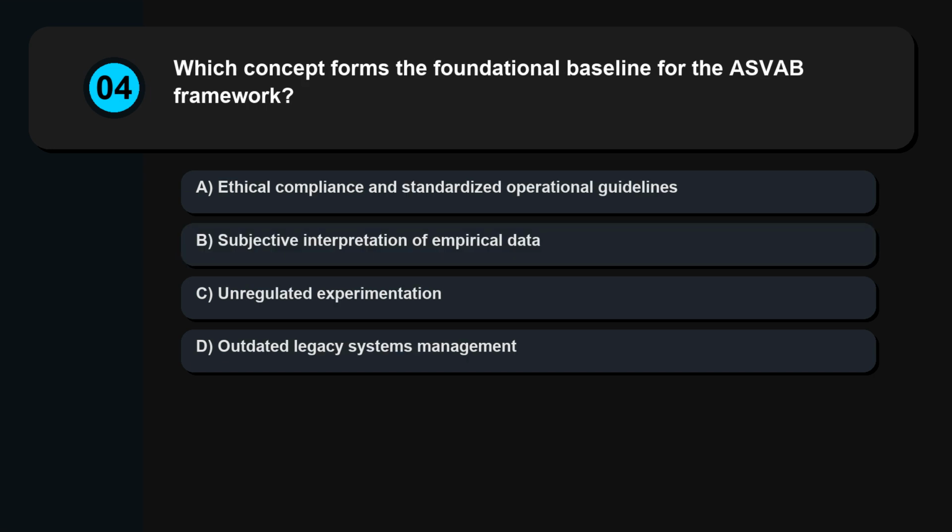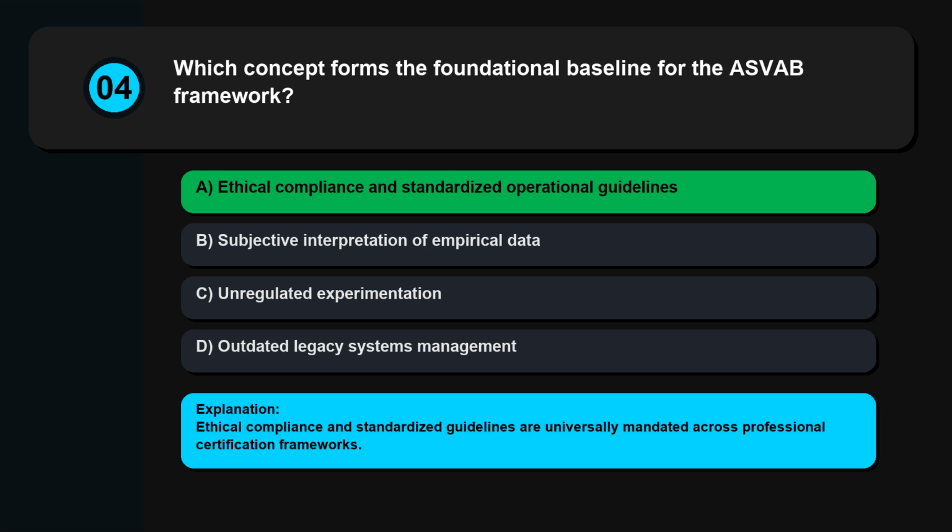Question 4. Which concept forms the foundational baseline for the ASVAB framework? Ethical compliance and standardized operational guidelines, subjective interpretation of empirical data, unregulated experimentation, outdated legacy systems management. Ethical compliance and standardized guidelines are universally mandated across professional certification frameworks.